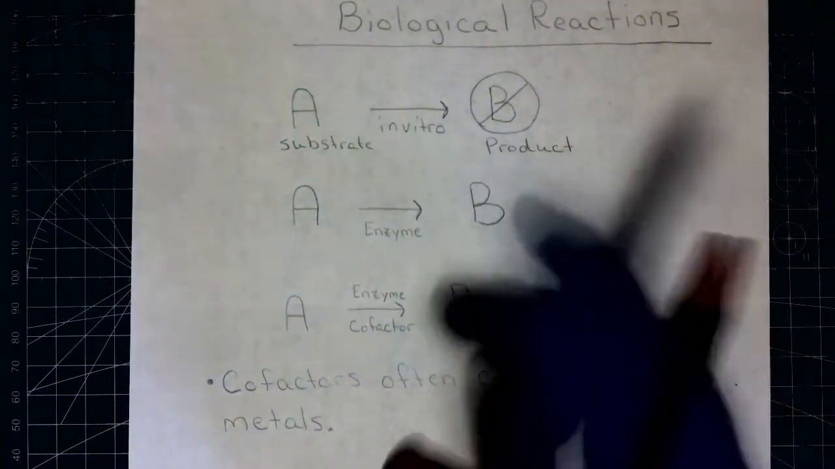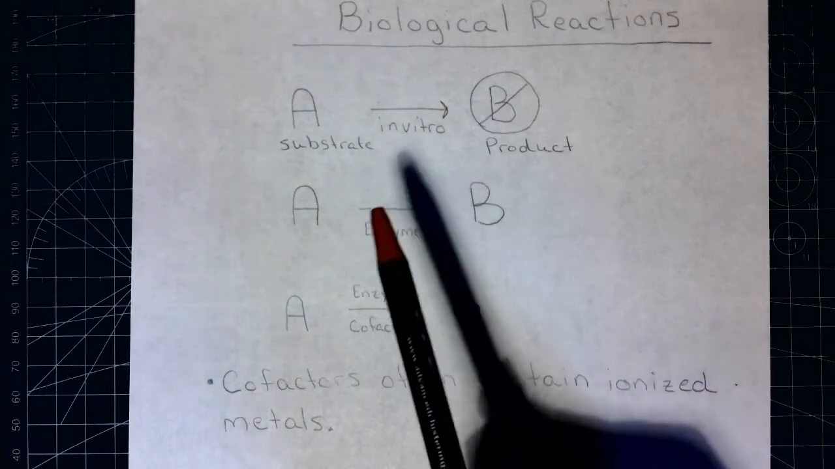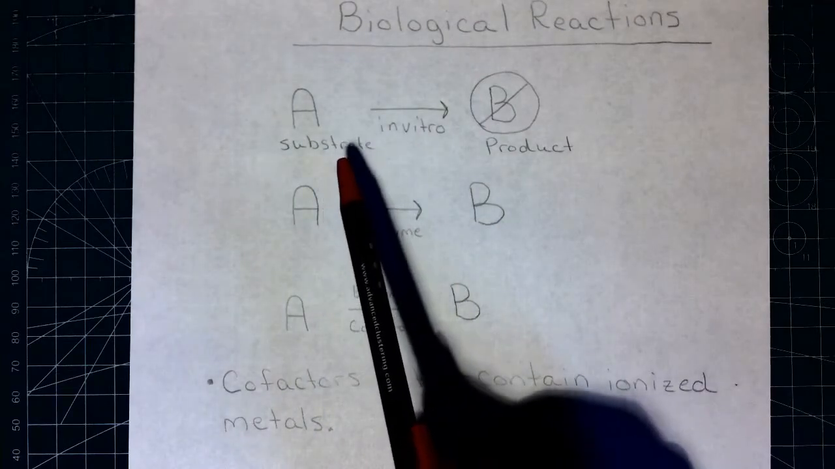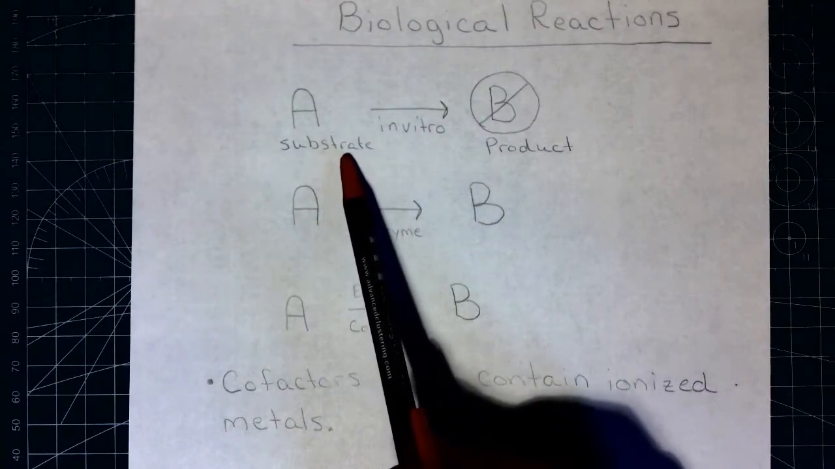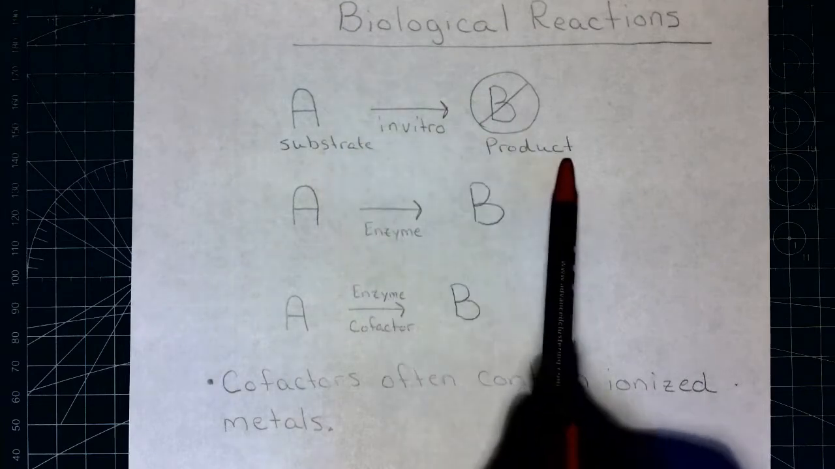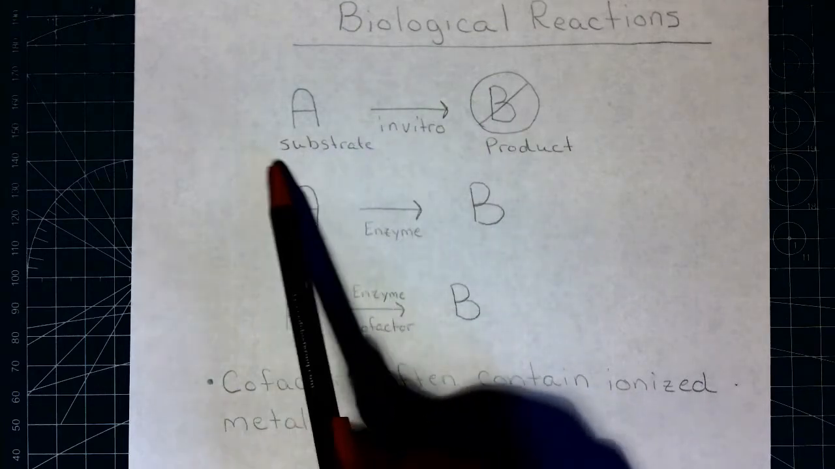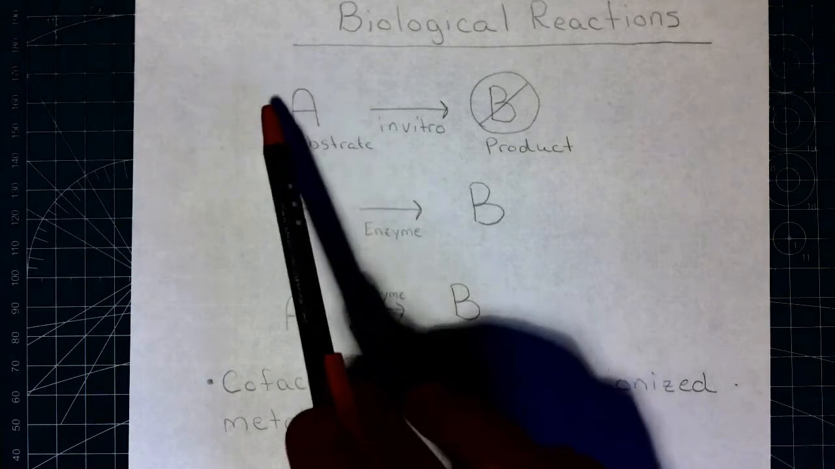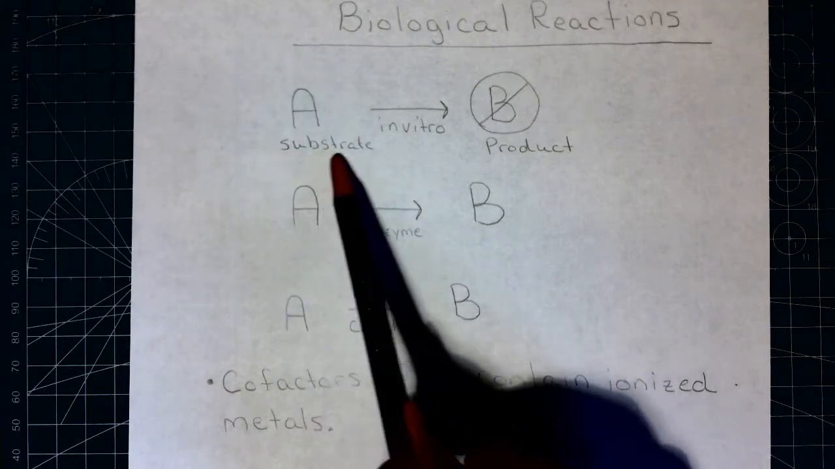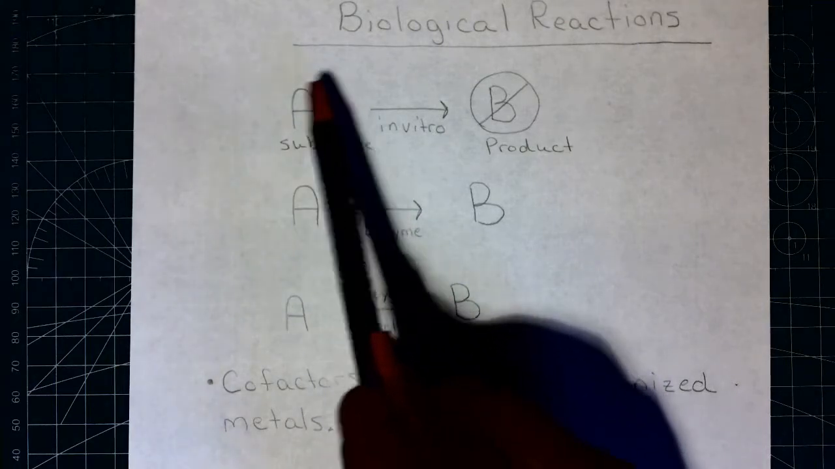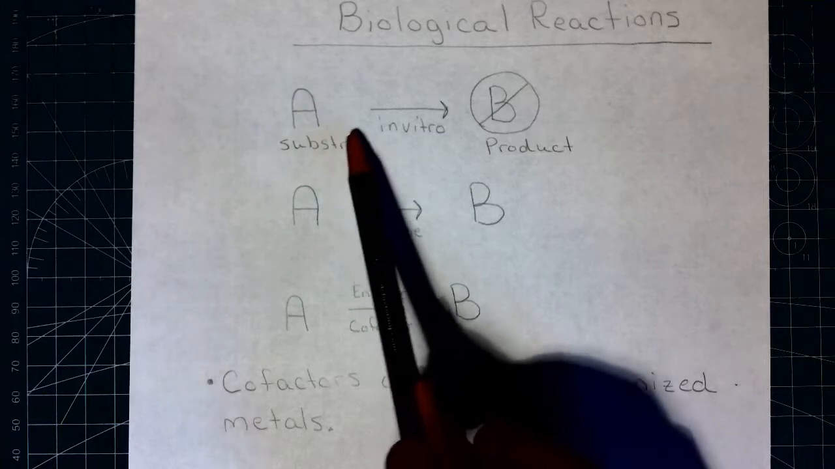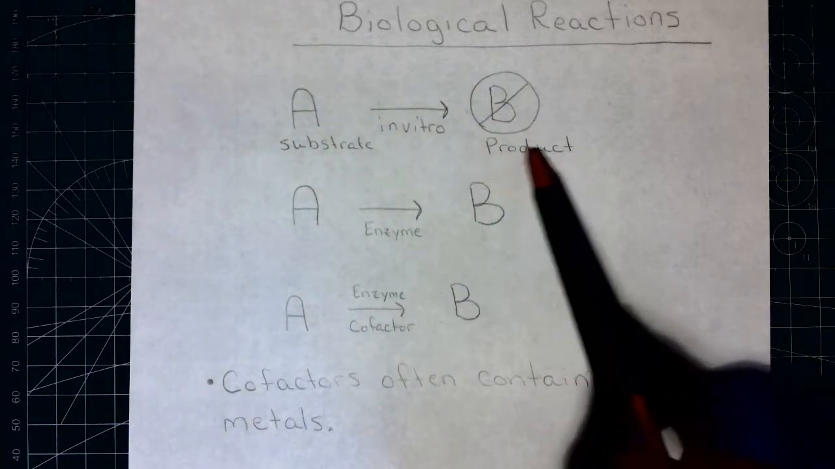So in biological reactions, we have a little bit of different notation and language that we use. We typically start with something that we call a substrate. This is going to be some kind of biological molecule here. And then that's going to go to our product.